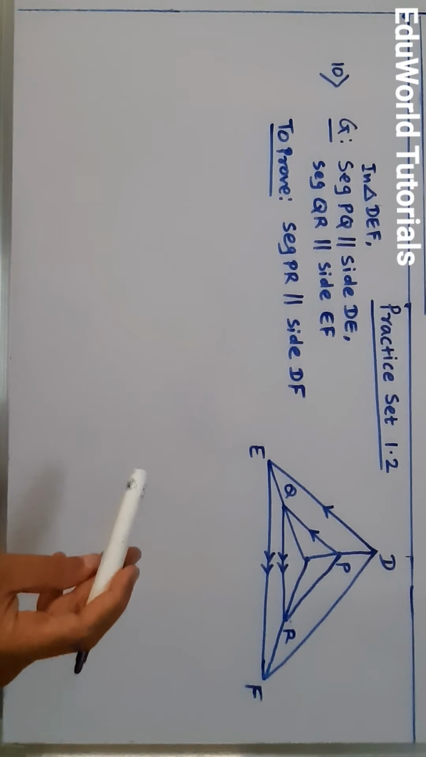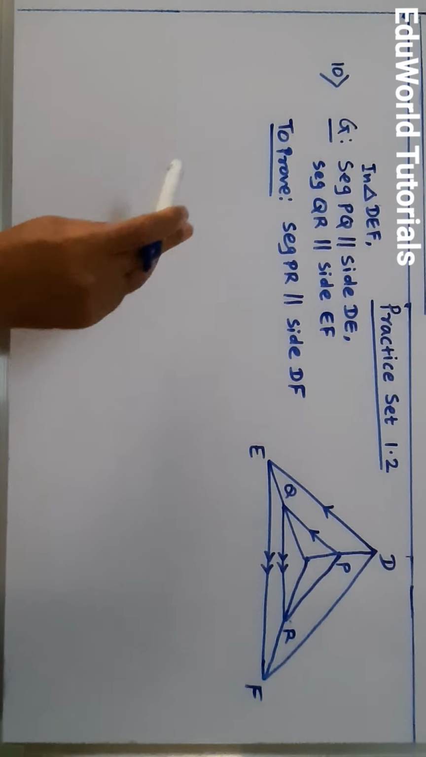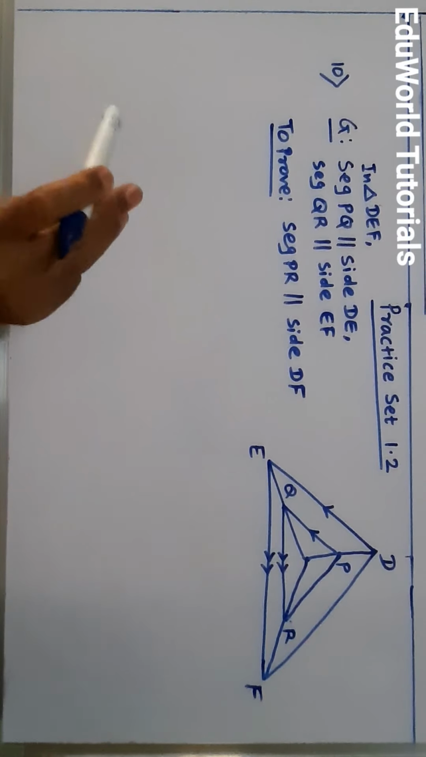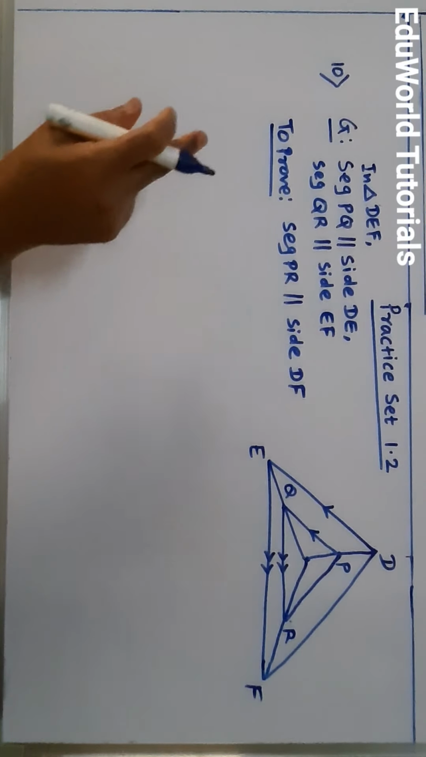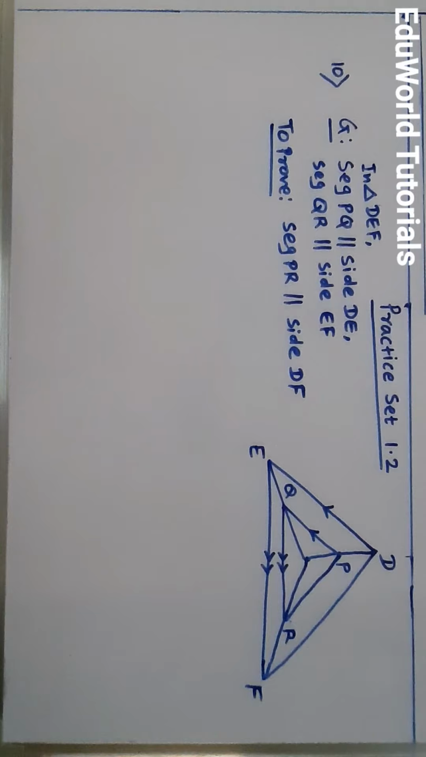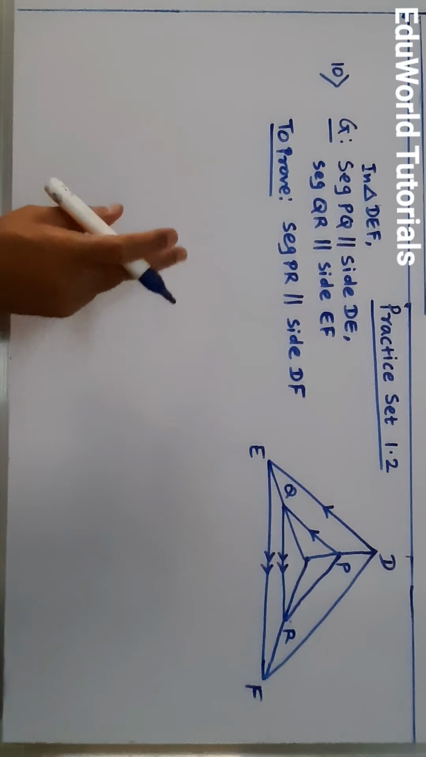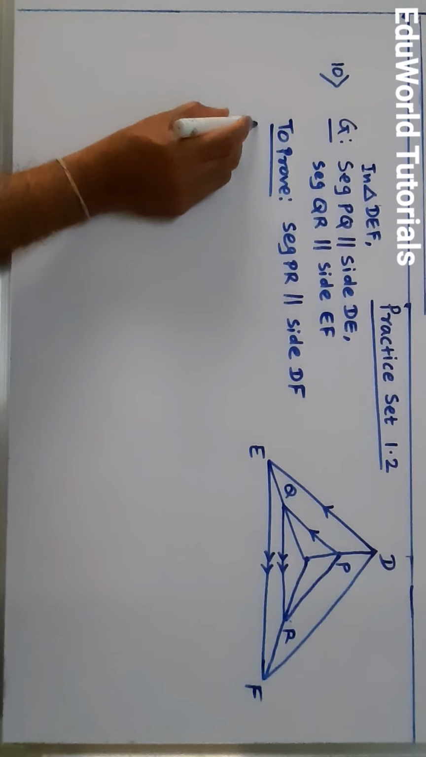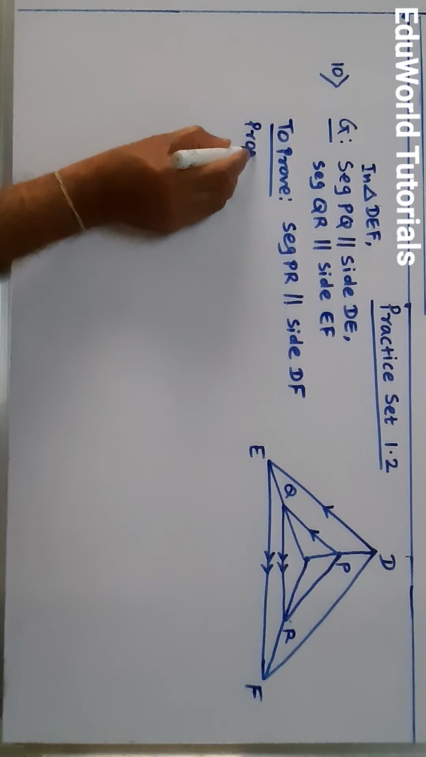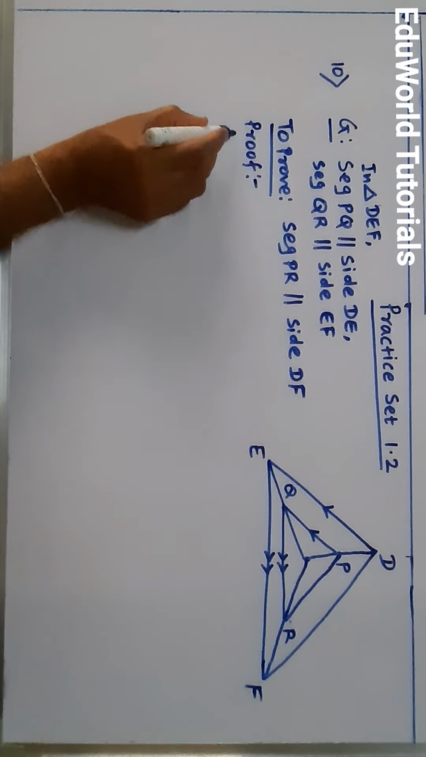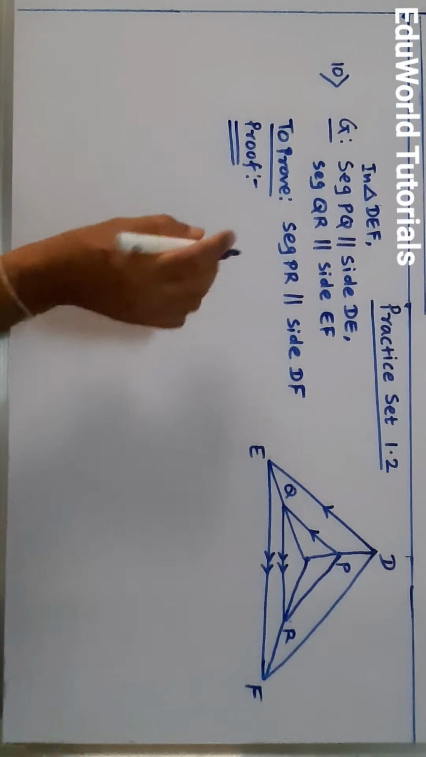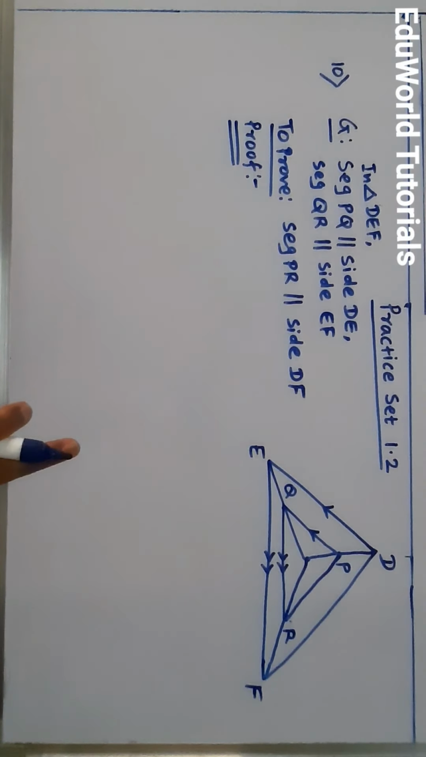Actually, they have given this answer in the form of fill in the blanks, meaning you have to just fill the blanks and complete the proof. But we will try to prove it ourselves, and you can do the fill in the blank work by yourself. So in the proof, what will we write? We will make use of the given information.